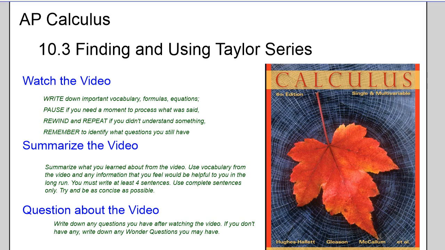As you're watching the video, please remember to write down important vocabulary, formulas, equations, examples, and graphs. Feel free to pause, rewind, or replay the video as often as you need so you can get a clear understanding of what is occurring. And at the conclusion of watching the video, write a brief summary of what occurred in the video in your notes and submit that summary via the online WISC the day before class.